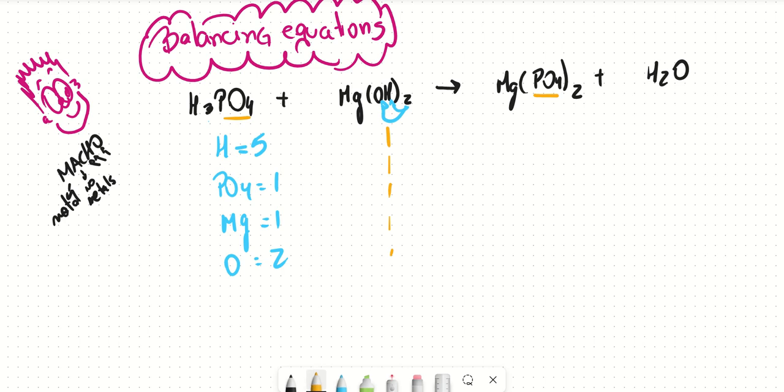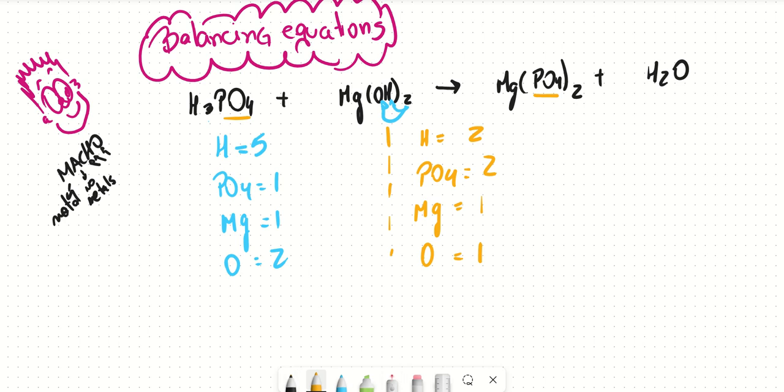And on the other side, I have 2 hydrogen, right? I have 2 phosphate, and I have one magnesium and one oxygen on this side.